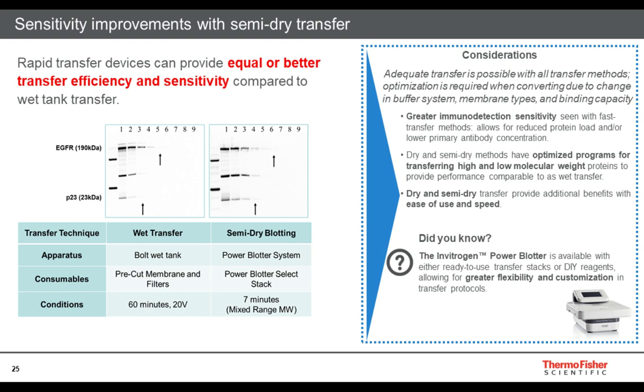In the data on the left, a lysate was loaded at decreasing levels to determine transfer efficiency across a range of concentrations. We can see an improved transfer at the low end of the lysate dilution range when we use the semi-dry PowerBlotter system on the right compared to wet tank transfer. This is largely due to the optimized reagents and the optimized running program on the system. On top of the performance benefits, the transfer using the semi-dry PowerBlotter was accomplished in 7 minutes compared to a full hour using wet tank.